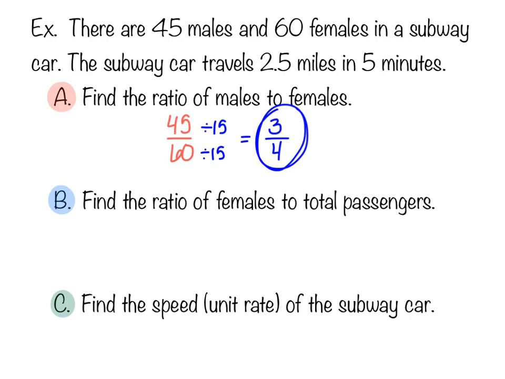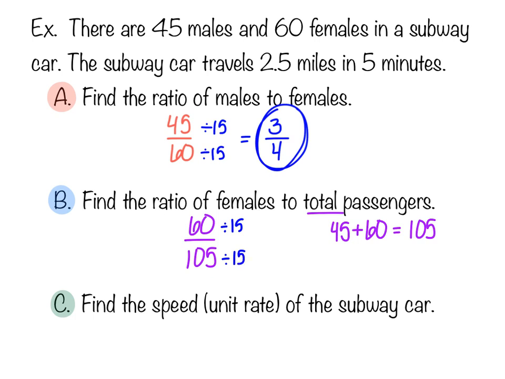All right, part B says find the ratio of females to total passengers. Okay, so not females to boys. We're not just flipping around, although that's what you would do if it said females to males. But it says females, which again was 60, to total passengers. So if you take 45 males and add it with 60 females, that's going to give us the total of 105. So there are 105. And again, both of these numbers are divisible by 15. So we can reduce this ratio.